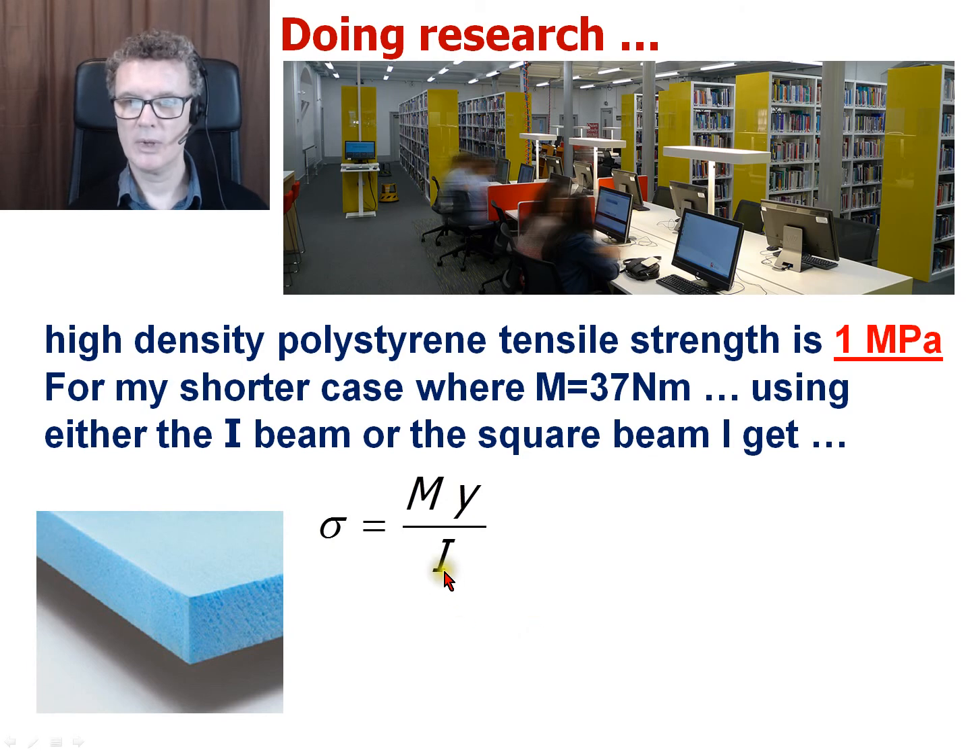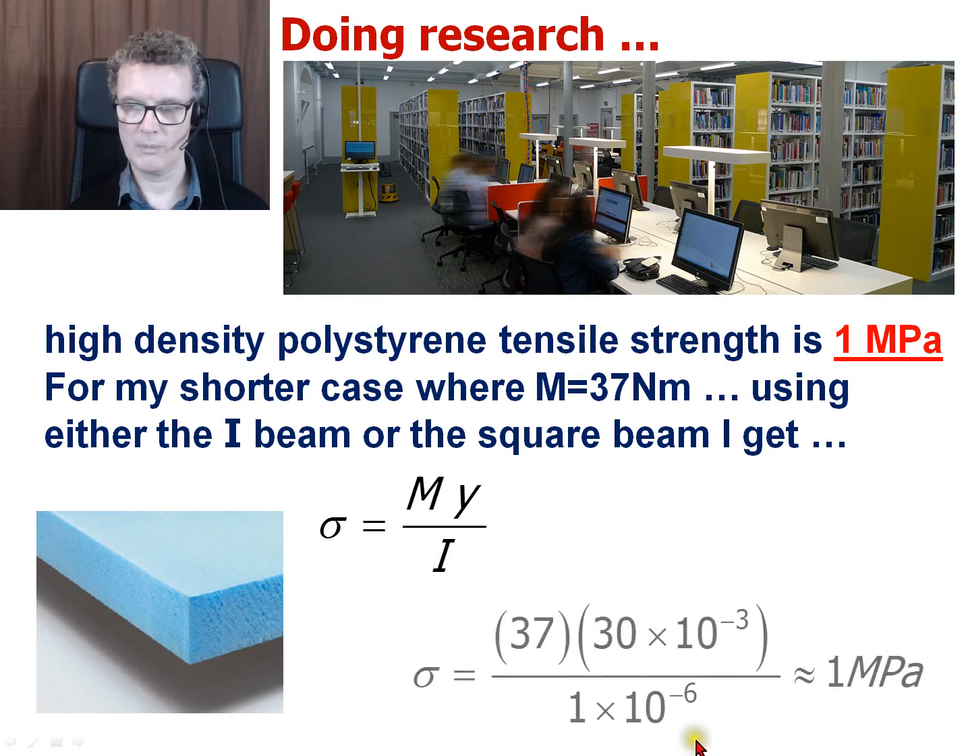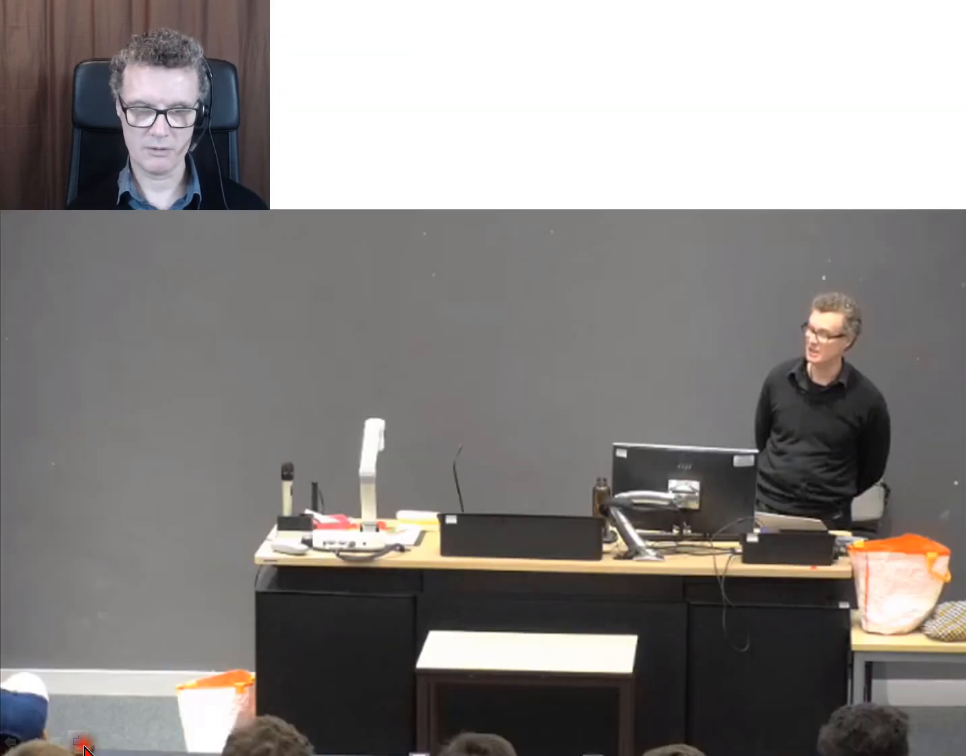What's that going to be? So I'll use this formula here, the bending moment times by the Y max value, which will be 30 millimeters, won't it? And then we've got the 1 times 10 to the minus 6 meters to the power 4 there. So put in our numbers, 37, 30 times 10 to the minus 3, 1 times 10 to the minus 6, and we roughly get 1 megapascals. So that bending stress will be roughly the same as the tensile strength for the polystyrene. Okay, so that will give us a factor of safety of 1.